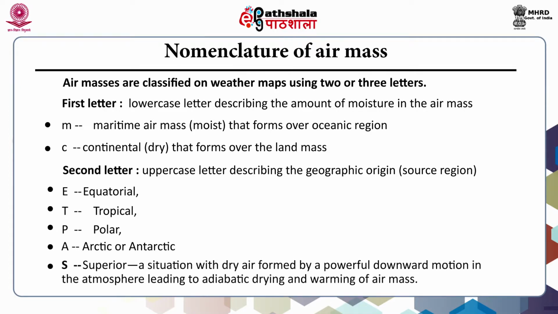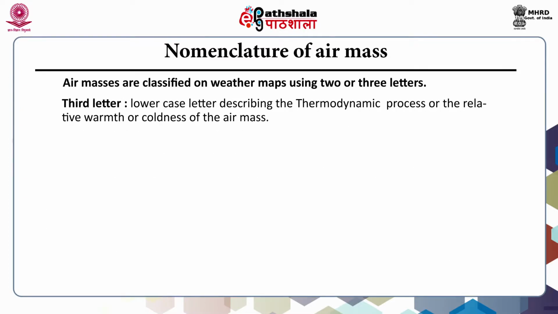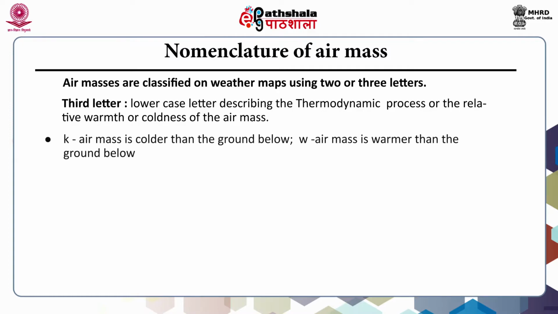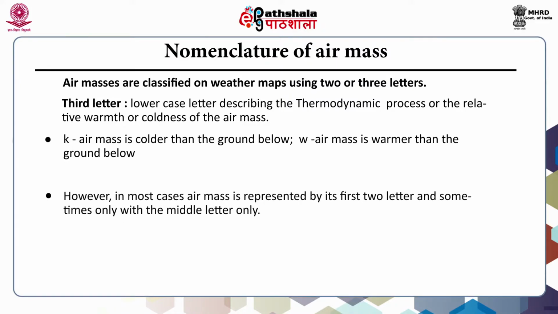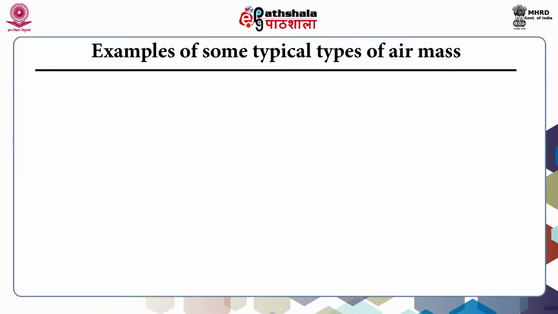S is the situation with dry air formed by a powerful downward motion in the atmosphere leading to adiabatic drying and warming of the air mass. The third letter, which is a lowercase letter, describes the thermodynamic process or the relative warmth or coldness of the air mass. Small letter k means the air mass is colder than the ground below. w means the air mass is warmer than the ground below. However, in most cases an air mass is represented by its first 2 letters and sometimes only the middle letter. Let's see some examples of such typical types of air mass.